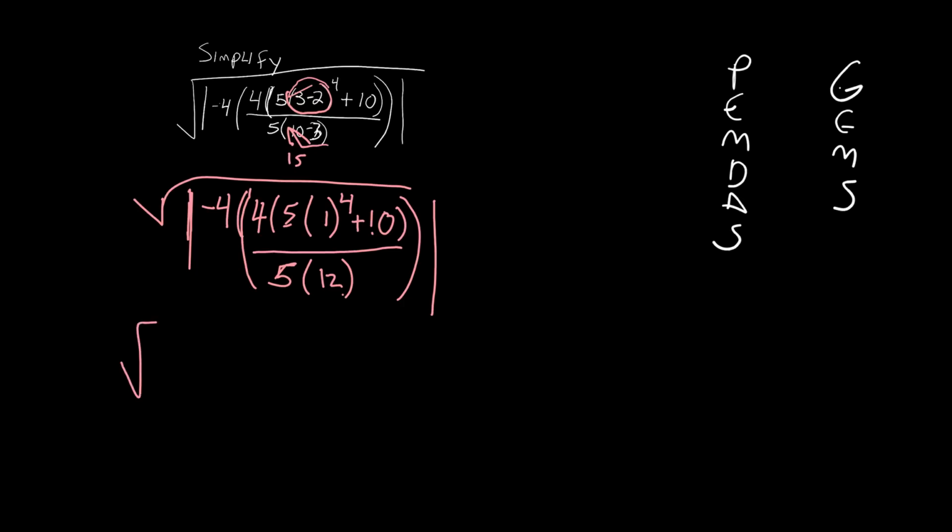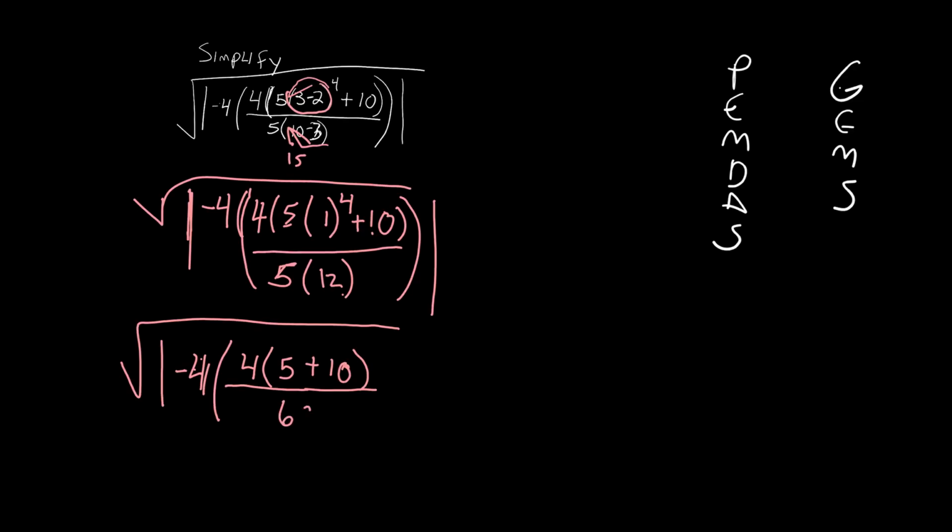So as we take care of the numerator, we're going to be looking at the absolute value of negative 4 times 4 times 1 to the fourth is 1, and 1 times 5 is 5. So we're going to have 5 plus 10 all over 60. Now that we have that, we took care of our exponents after we did our parentheses. We have simplified the grouping.